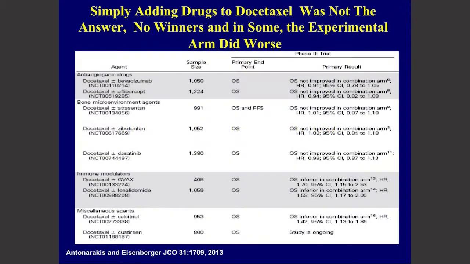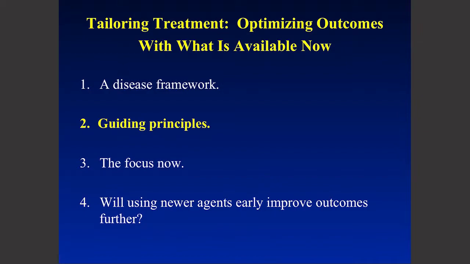And just to highlight some of the trials where the simple addition of an agent to docetaxel was not successful. Not only was it not successful in terms of improving outcomes, but in fact there were two situations where the experimental group did worse. There's nothing more disheartening as an investigator when the trial you've been running shows that your experimental arm actually does inferior to the standard of care, which really emphasizes why it's important to ask the questions and not assume that the data will necessarily be positive.